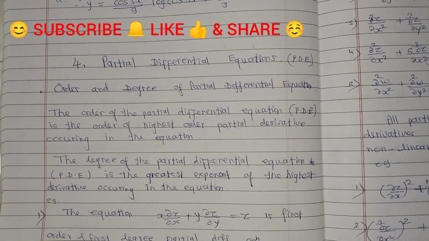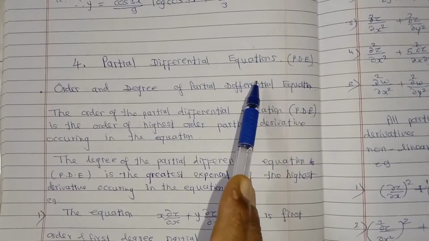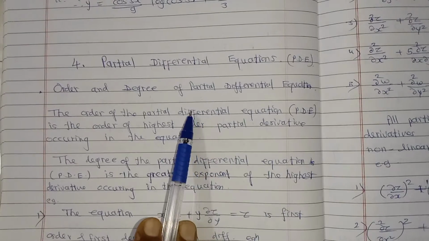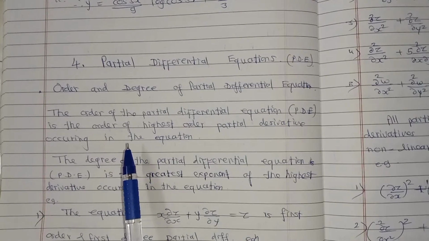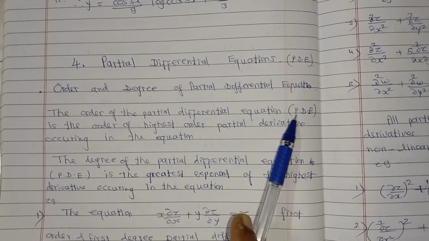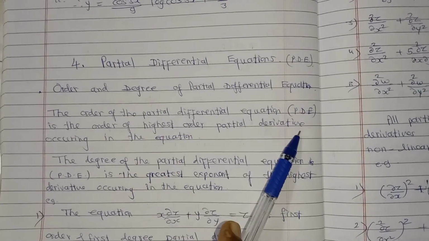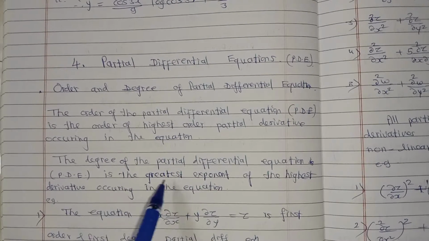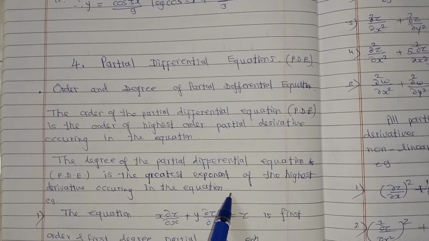Today we will discuss the last topic, that is partial differential equations. Let us consider first the order and degree of partial differential equations. The order of the partial differential equation, in short PDE, is the order of the highest order partial derivative occurring in the equation, and the degree of a partial differential equation is the greatest exponent of the highest derivative occurring in the equation.